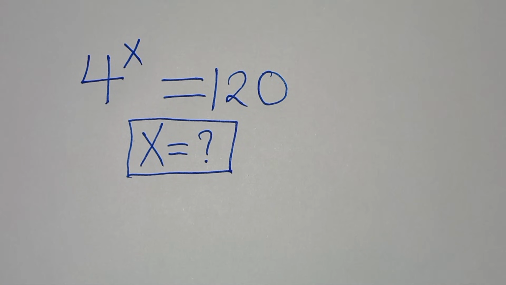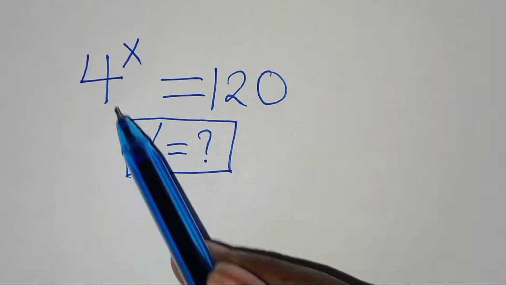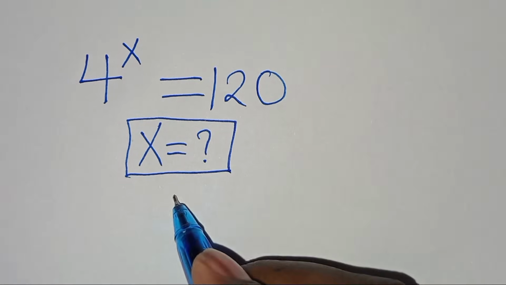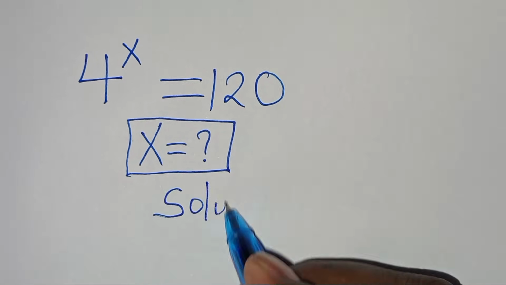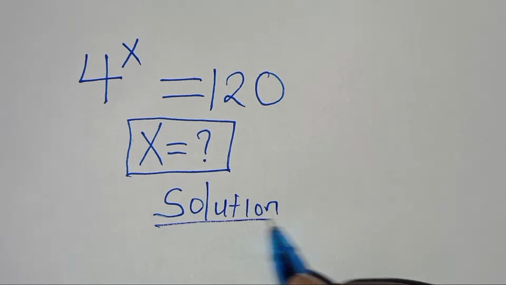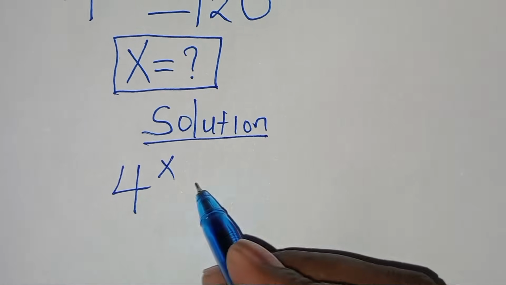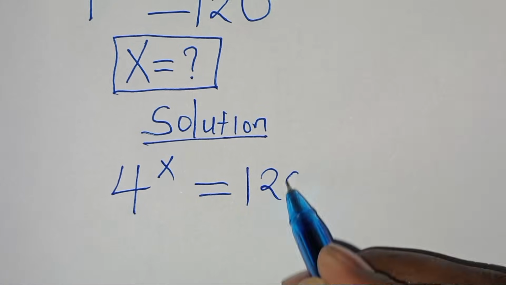Come solve this nice exponential equation, which is 4 to the power of x equals 120. So what is the value of x? Now let's provide a solution from here. Now we have 4 to the power of x equals 120.